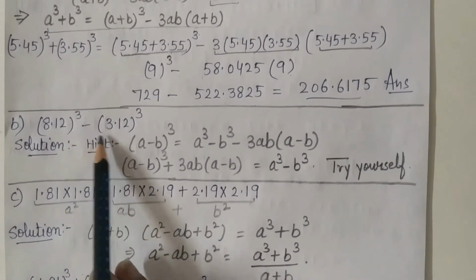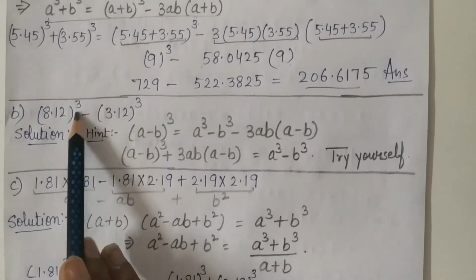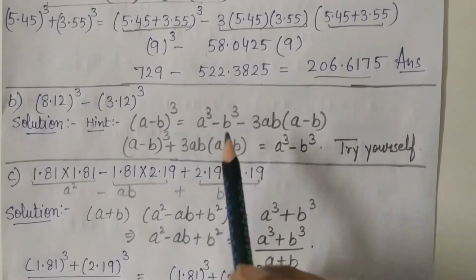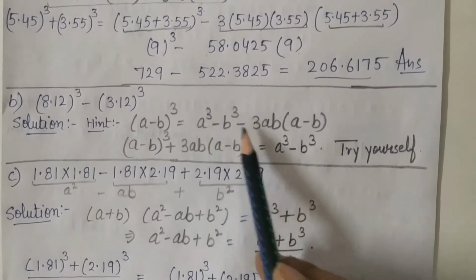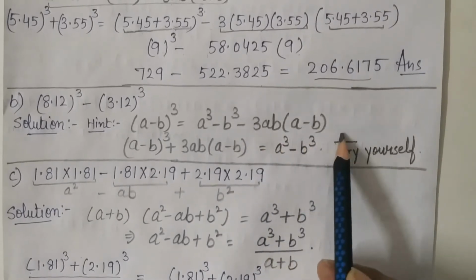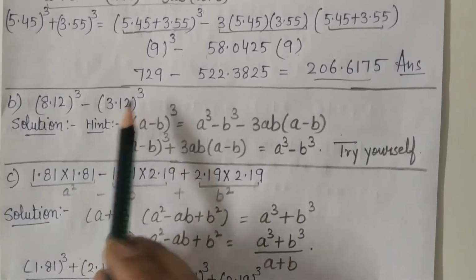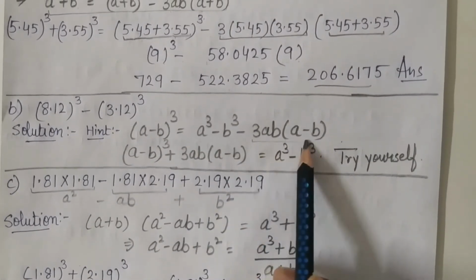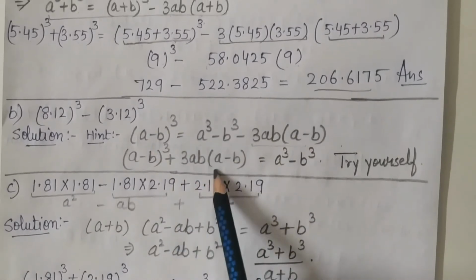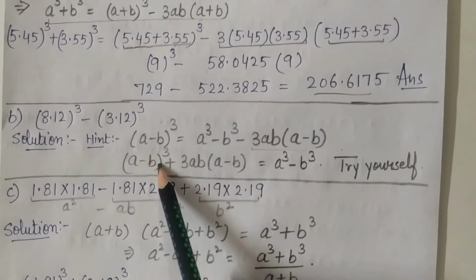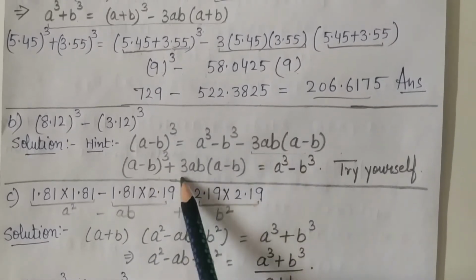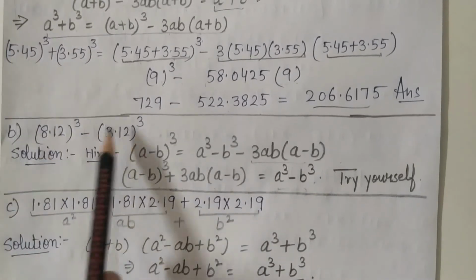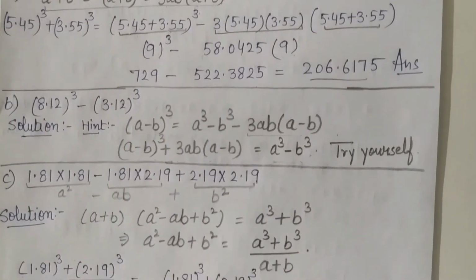Now look at your B part. 8.12 of cube minus 3.12 of cube. Here minus is given to you. It means you have to use the identity (a minus b) of whole cube. So formula is a cube minus b cube minus 3ab (a minus b). Here you have to give a single cube. So first of all we will find out the single cube value. So this is given to you in minus. It will be changed into plus on your left hand side. So (a minus b) of cube will be as it is. Here is minus, so it will be changed into plus and this will be as it is. Now put your values of a and b.